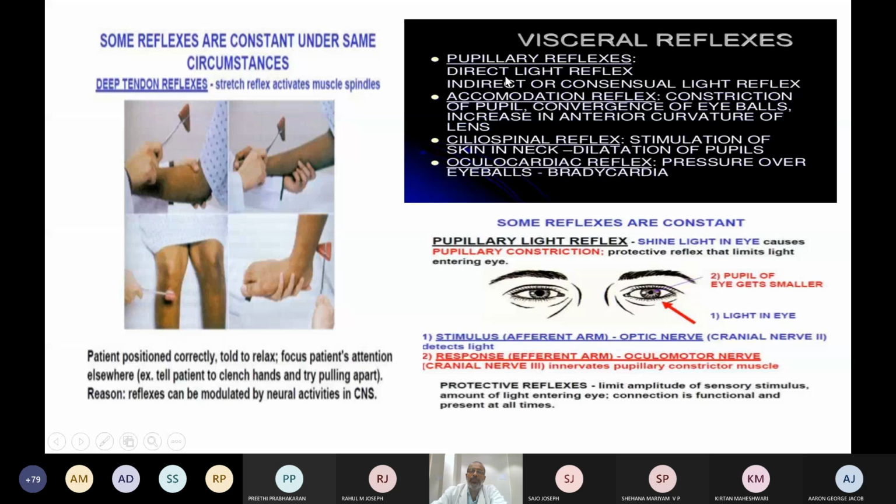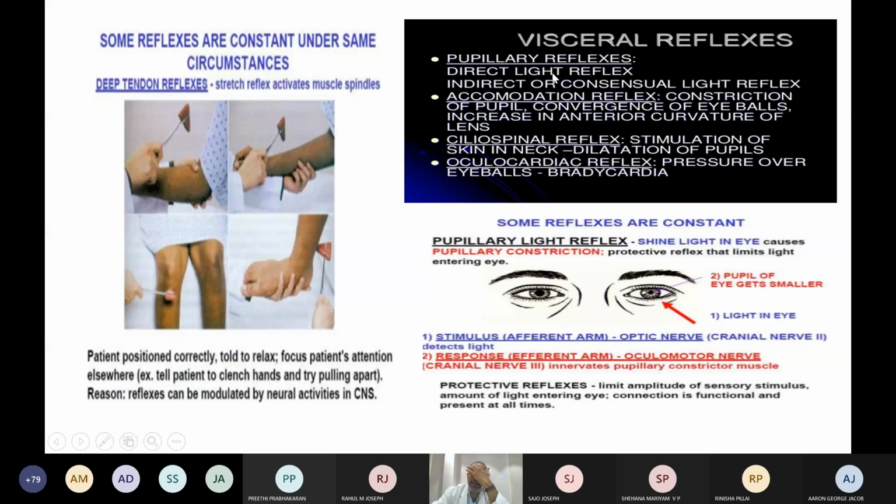You remember: pupillary light reflexes, direct and indirect, accommodation reflex, then ciliospinal reflex. There are some examples in association with your eyes. Understood? What is direct light reflex? You are asking the individual to open the eyes, hold the head straight, look to the front, and you are going to shine the light into the eyes. One eye, the opposite eye is being closed.